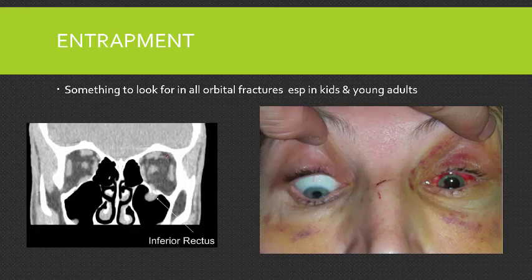Let's talk a little bit about entrapment. Entrapment happens when somebody has an orbital floor fracture or an orbital wall fracture in some kind of way. And because the bone is elastic, it kind of breaks and snaps into place and it traps this muscle right here into the broken bone. So this person is trying to look down and notice that this eye cannot look down. That's because it's entrapped.